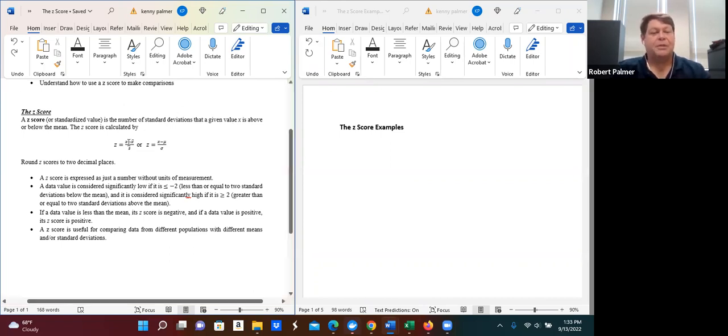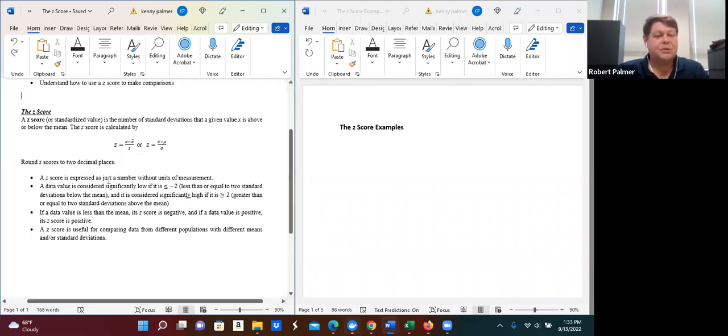Now, the z-score can be calculated from a sample or from a population. From a sample, it's the data value x minus x bar, the sample mean, divided by s, the standard deviation of the sample. Or from a population, it's the data value x minus mu, the population mean, divided by sigma, the population standard deviation. It is also recommended to round z-scores to 2 decimal places, typically because tables for z-scores are often in 2 decimal places. Now, what does the z-score tell us?